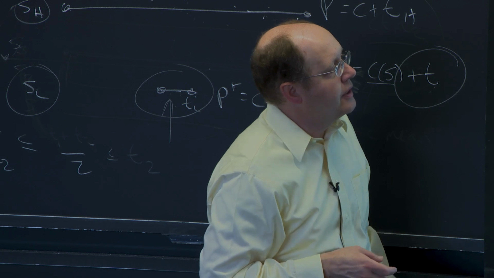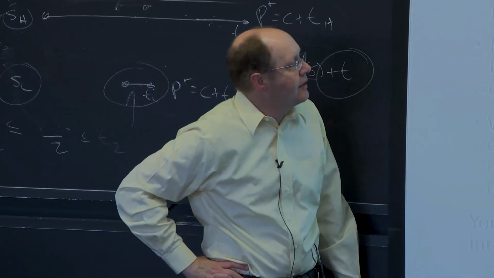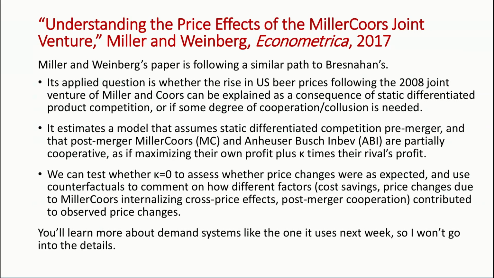The applied question is whether the rise in U.S. beer prices following the 2008 joint venture of Miller and Coors can be explained as a consequence of just static price competition, or if we need some degree of cooperation or collusion among the firms to understand what happens. So it estimates a model that assumes the firms were playing a static Nash equilibrium of static differentiated product competition before the merger, and then after the merger, Miller, Coors, and Anheuser-Busch are partially cooperative. In the partial cooperative model, like Bresnahan had 3 or 4 models, they have a continuum of models.